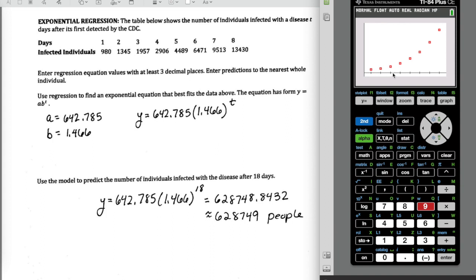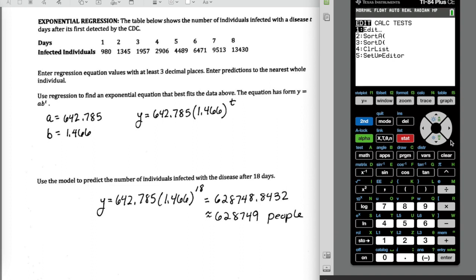All right, now that we see what the graph looks like, and we know that we want to use an exponential function to model this data because it looks like it has a nice exponential curve, what we're going to do next is we're going to hit the stat button. This time we're going to arrow over to calculate.